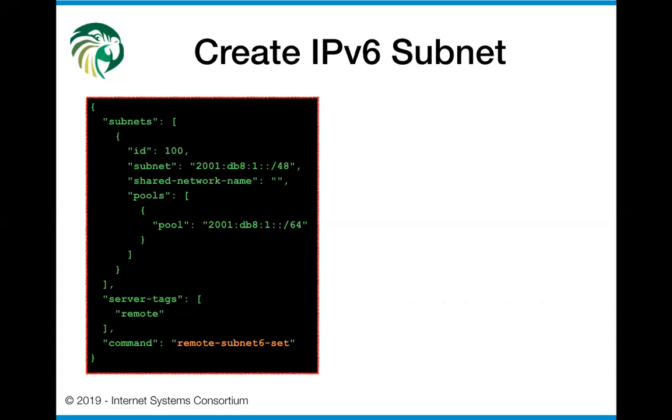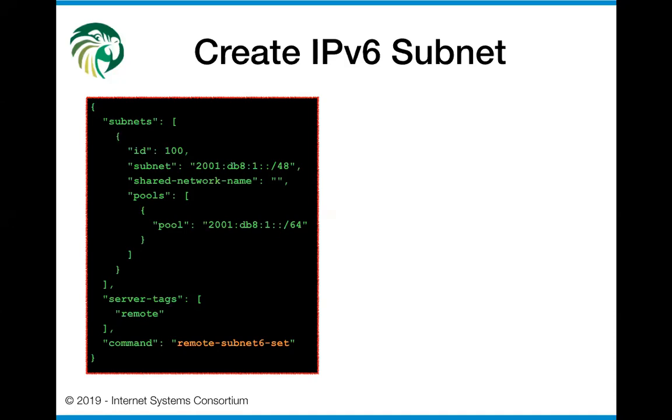Now I'm ready to actually create a subnet and put it out into one of these servers. So I go in, and again with my JSON, you'll recognize this from a Kea configuration if you've done Kea configurations before. Basically, it's a subnet declaration. We're giving it an ID of 100. We give it the subnet that's being defined. If we wanted to give it a shared network name, we could give it here. And then the pools that are associated.